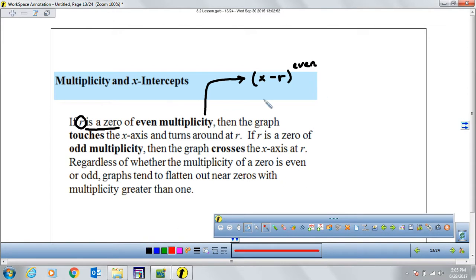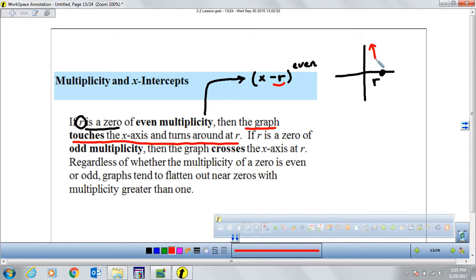then when the graph gets close to this number r, the graph is going to touch the x-axis and turn around at r. That means the following. Let me give you a little picture of this definition. Let's say this is r right here, and let's pretend that the graph is coming from above. If that r repeats an even number of times in the equation, then when the graph gets close to this r, it is going to touch at that point, but then it's going to turn back in the same direction that it came from. That's what it means by touches and turns around.